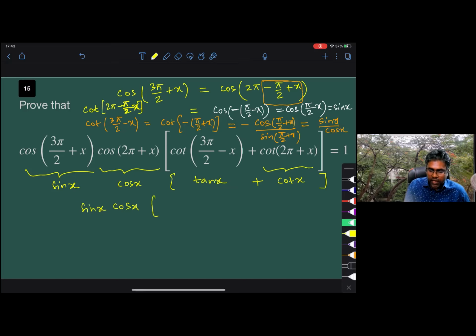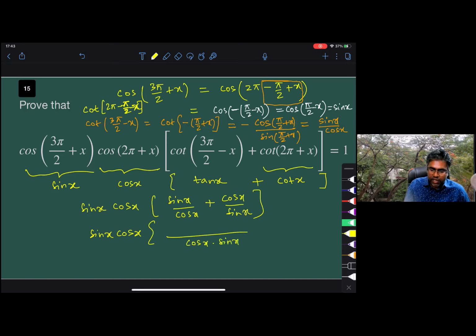And here I can write that as sin x by cos x. Cot x is cos x by sin x. Now I think you'll follow. Now this I'm just repeating, sin x into cos x. And here if I take LCM, cos x into sin x.